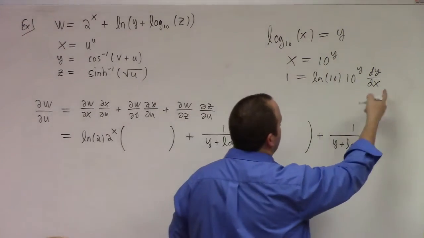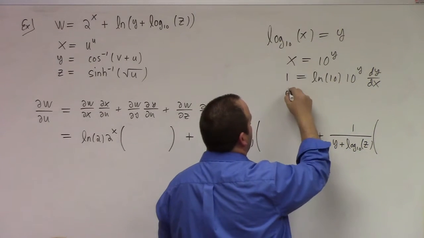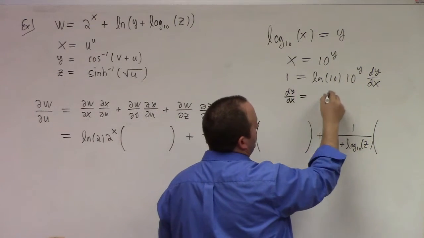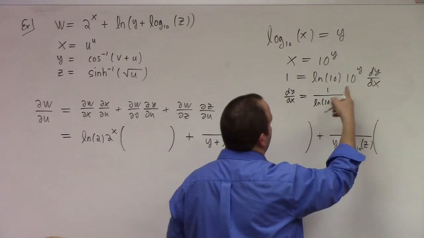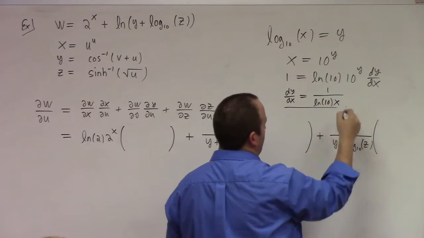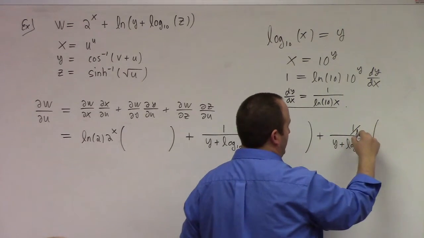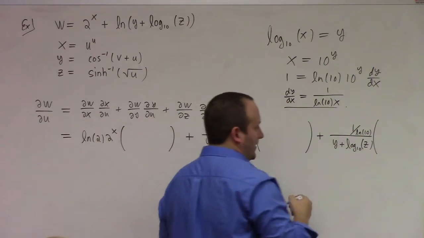That being said, there it is. So dy dx is 1 over natural log of 10 times 10 to the y, but 10 to the y is equal to x. So there you go. So basically, I have to divide by the natural log of 10. Okay.